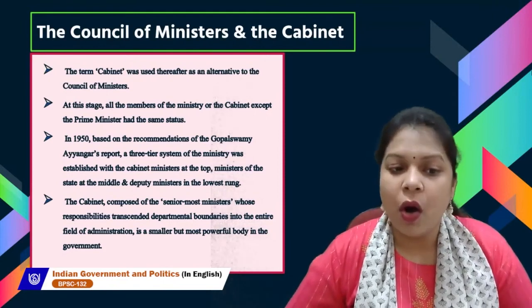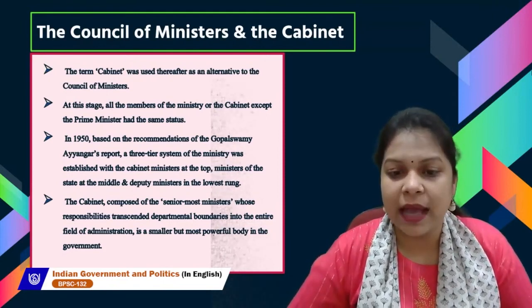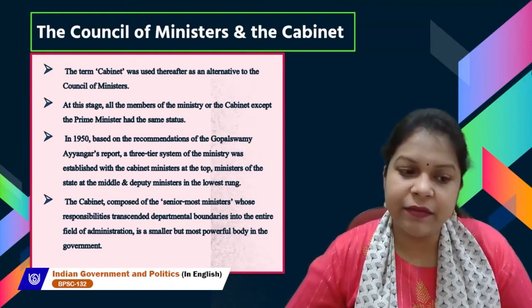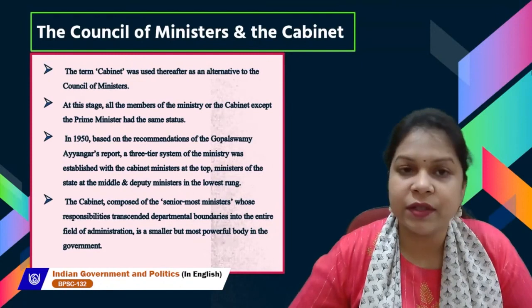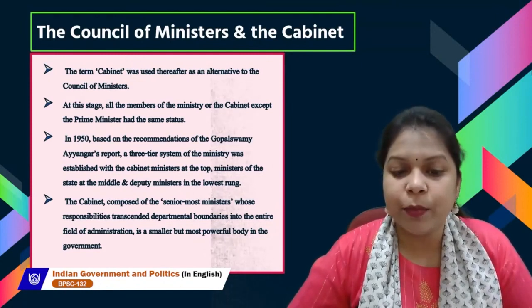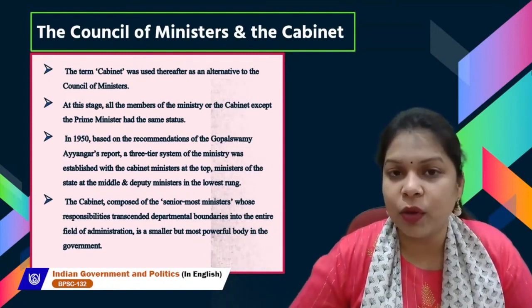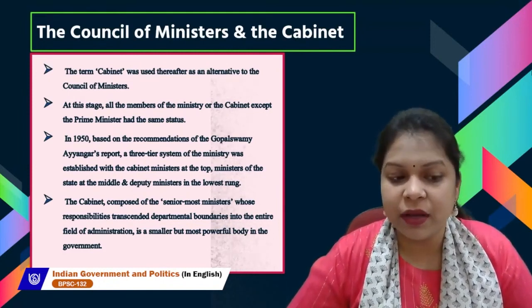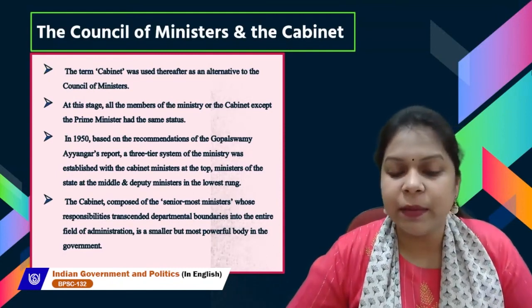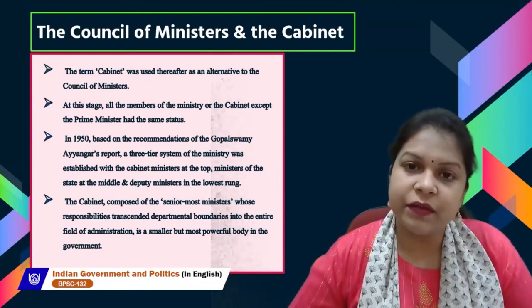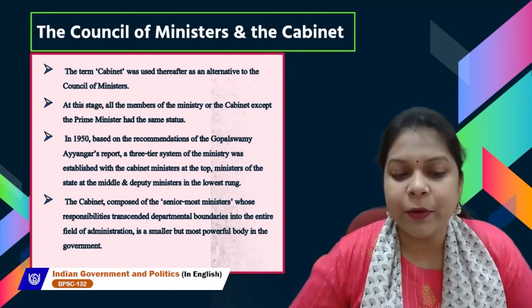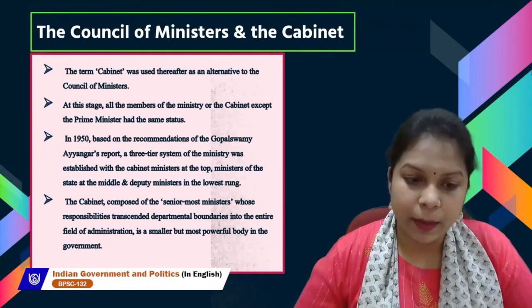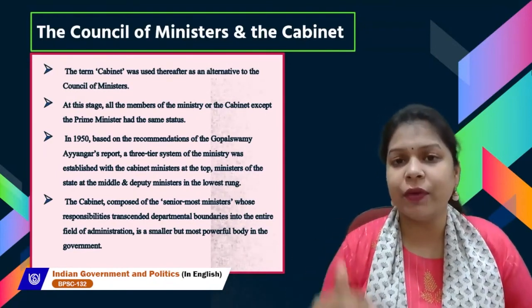At this stage, all the members of the ministry or the cabinet except the prime minister had the same status. So in 1950, based on the recommendations of a special committee headed by Gopalaswamy Iyengar, known as the Gopalaswamy Iyengar report, a three-tier system of the ministry was established, with the cabinet ministers at the top, ministers of state in the middle, and the deputy ministers in the lowest rung.